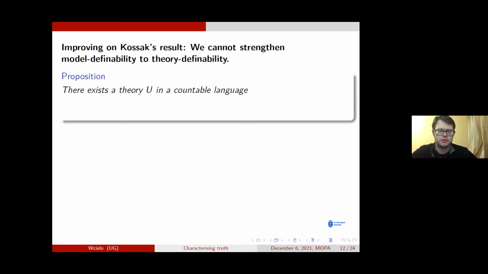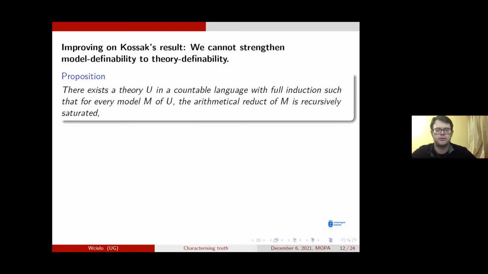So here's the proposition. You can have a theory U in a countable language with full induction, such that in every model of U, the arithmetical reduct is recursively saturated. Those are the exact assumptions of Kosak's result. But this theory U does not define a predicate satisfying UTB. We know by Kosak's result that it does define it model by model, in every model with parameters, but you cannot have a uniform definition that works in the theory. It doesn't interpret it one-dimensionally, not changing the domain and not changing the arithmetical symbols.